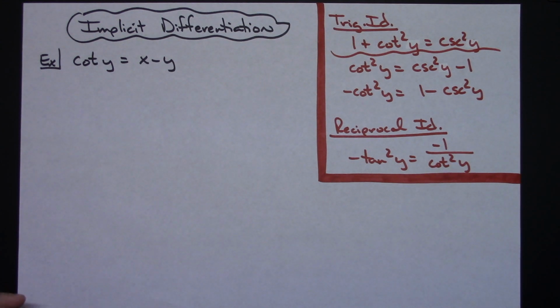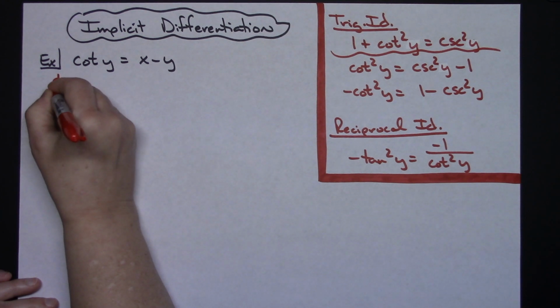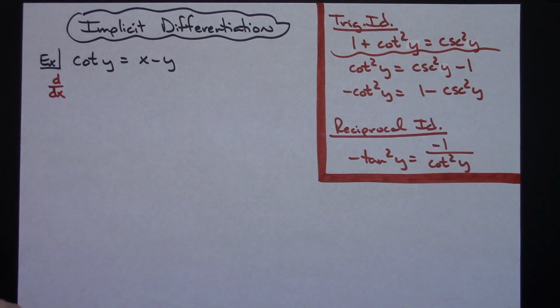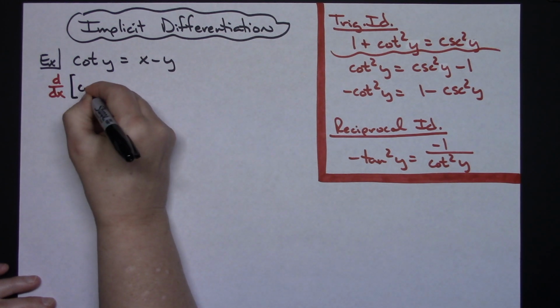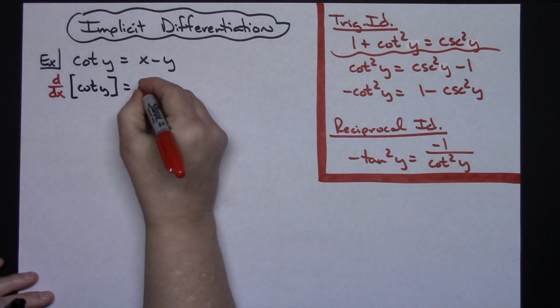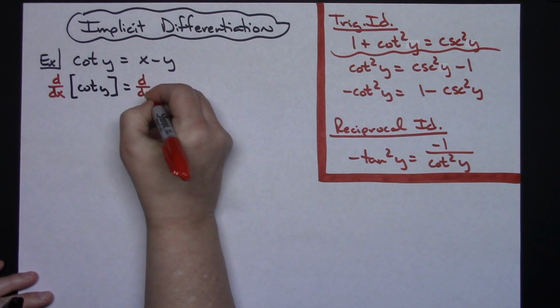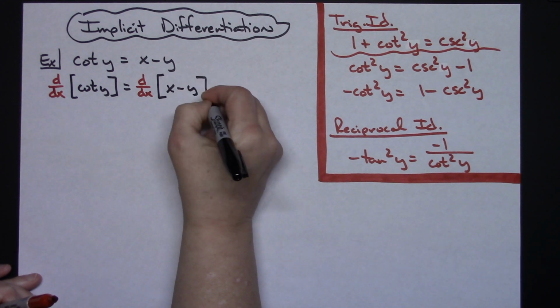Now, usually when I start an implicit differentiation problem, I indicate to the person that's looking at the work that I'm taking the derivative of both sides. So I set it up with a d/dx on both sides of the equation. So d/dx of cotangent y is equal to, also taking the derivative of the right hand side of the equation, d/dx of x minus y.